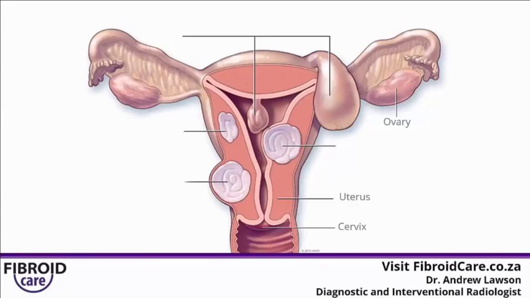There are various types of fibroids classified according to their positions. If they lie within the wall of the uterus, they are called intramural. If they protrude into the cavity of the uterus and affect the lining of the womb, they are called submucosal. If they stick on the outside of the uterus, they are called subserosal. And if they're actually stuck on a little stalk, they are called pedunculated.